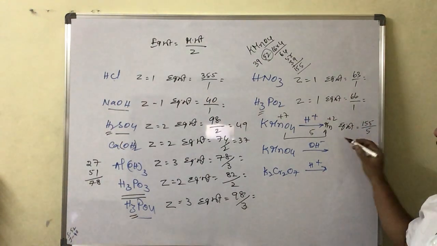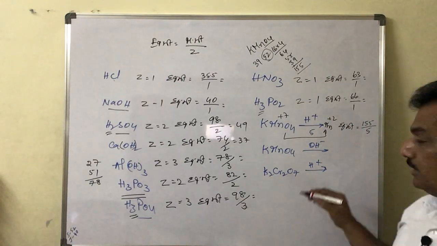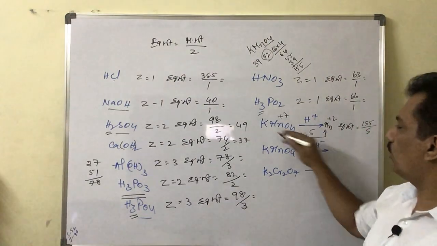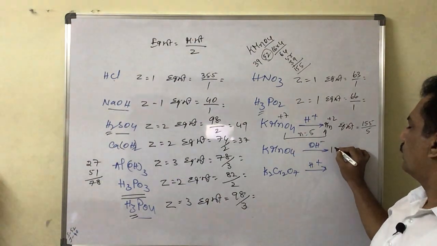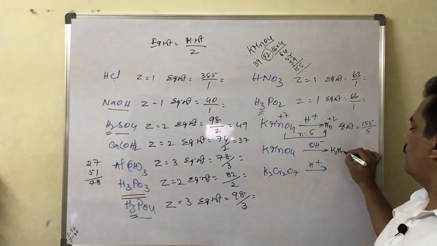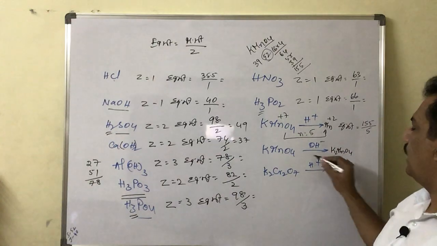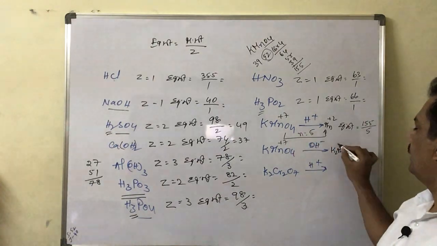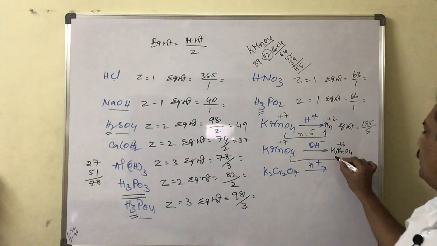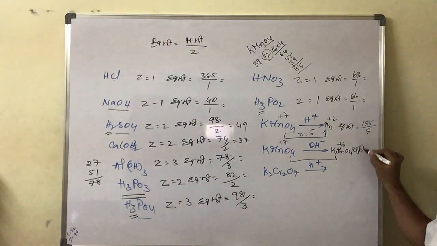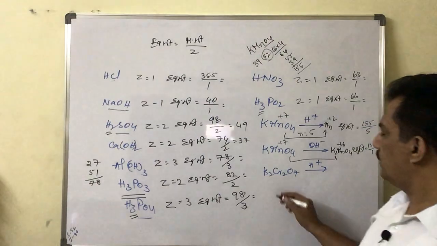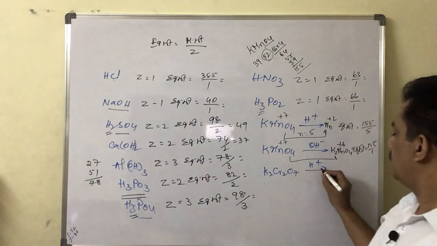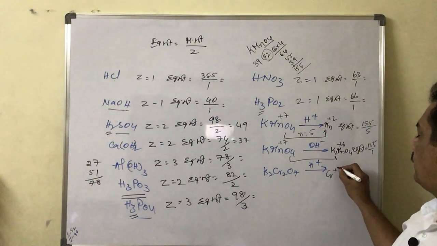Remember, here it is actually the N factor, not the Z factor, because the reaction is given. In the basic medium, it is converted to K2MnO4, that means plus 7 to plus 6, only 1 unit change. So the equivalent weight is 158 by 1. In this case, K2Cr2O7 is converted to Cr plus 3.